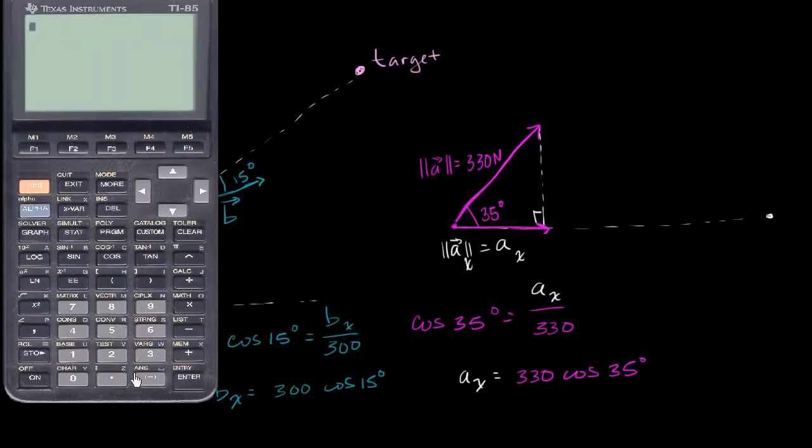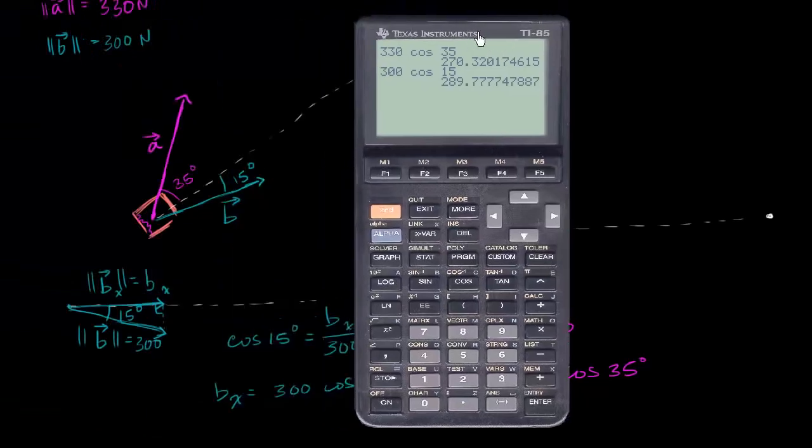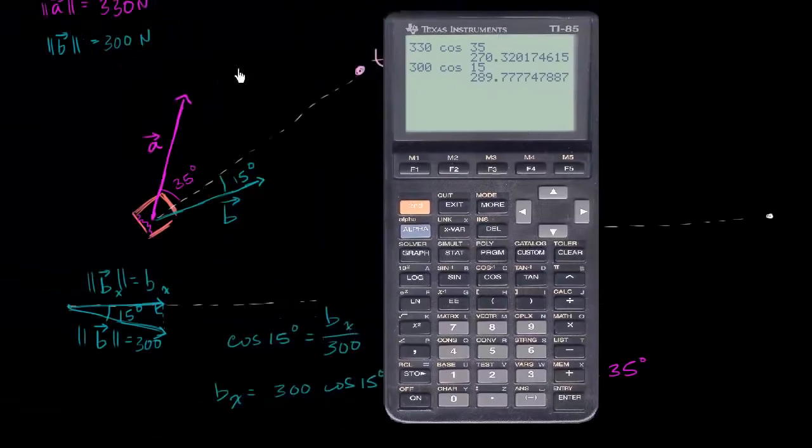So let's see. We have 330 times cosine of 35 degrees gets us to 270 newtons. So that's A sub x is 270 newtons, and B sub x is 300 times cosine of 15 degrees, and we get 289.777. So what we see is, even though B's magnitude is less than A's magnitude, the component of vector B going in the direction of the target is actually larger than the component of vector A going in that direction.